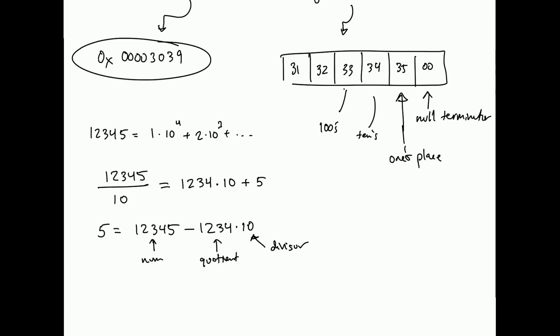So when I say the quotient here, if I divide 12345 by 10, okay, what do I get? Just from a calculator standpoint, what do you get? Yeah, 1234.5. Okay, so in this case, the 5 is the remainder. Okay, but let's think about this from a data standpoint.